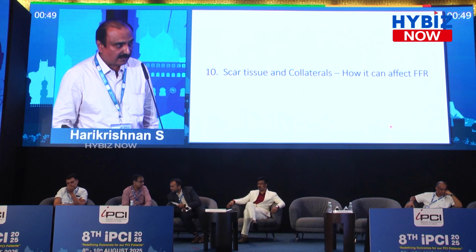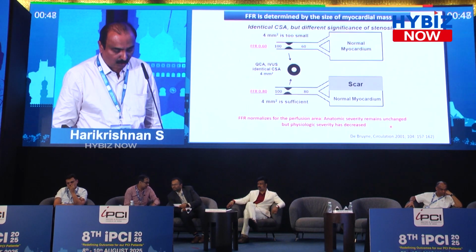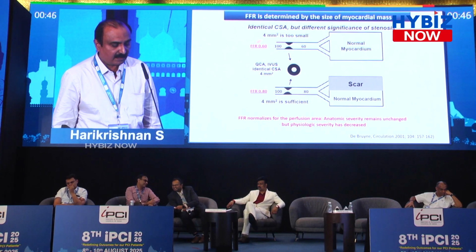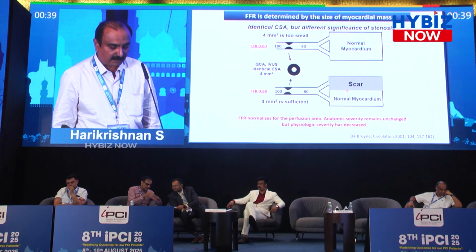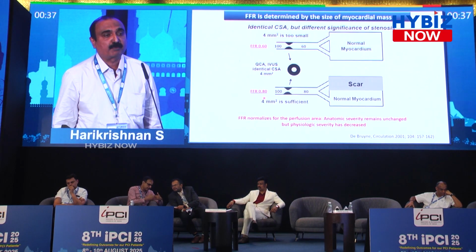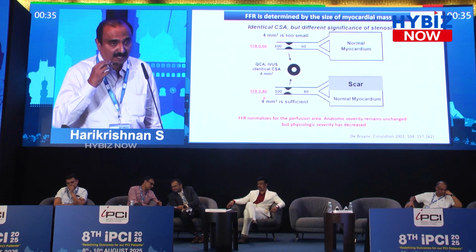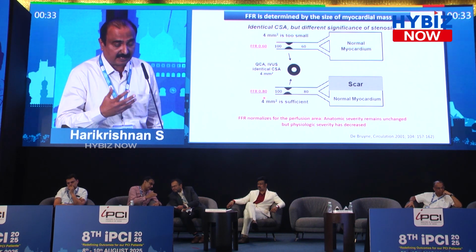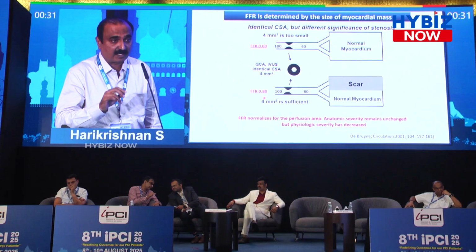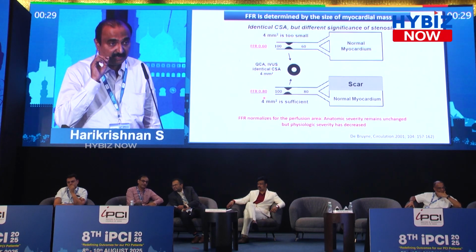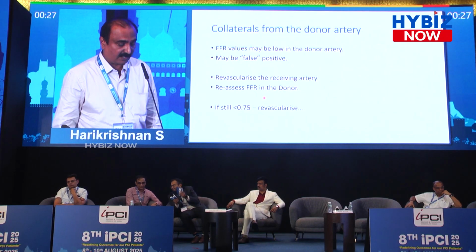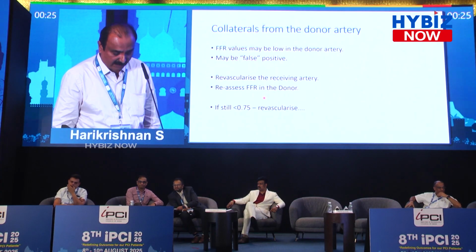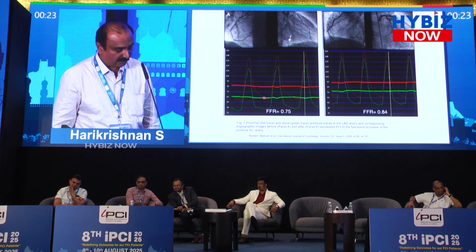Scar tissue and collaterals, Rajesh has beautifully documented that. I will show an example. This patient had an FFR value of 0.6. The patient was waiting for the procedure, developed an MI and lost some of the myocardium. Now the FFR is 0.8. So that means FFR corrects for the perfused territory. That is why you don't get a positive FFR in a small diagonal branch even though the lesion looks very significant. Collaterals from the donor artery, Rajesh has shown a beautiful picture.